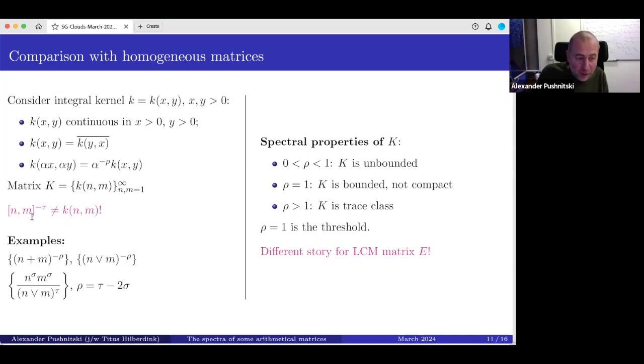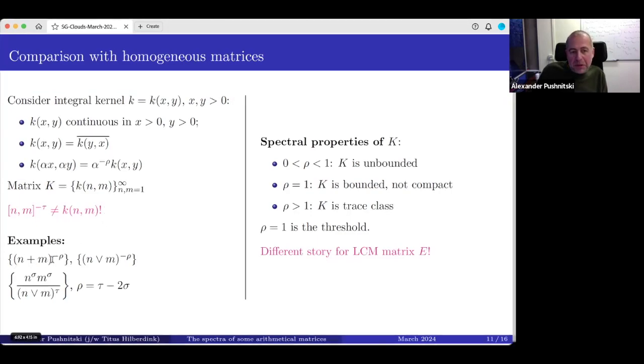Important remark: our matrix, this LCM, is not in this category, because you cannot write this as a continuous homogeneous function on real numbers. It doesn't work, but it looks a bit similar, and so it's instructive to compare. So here are some examples.